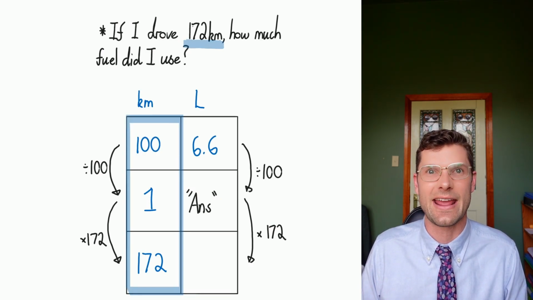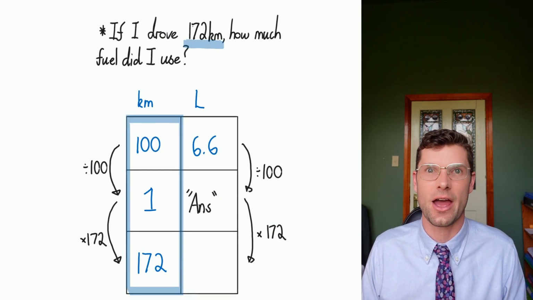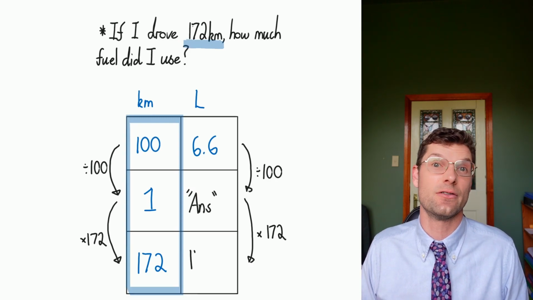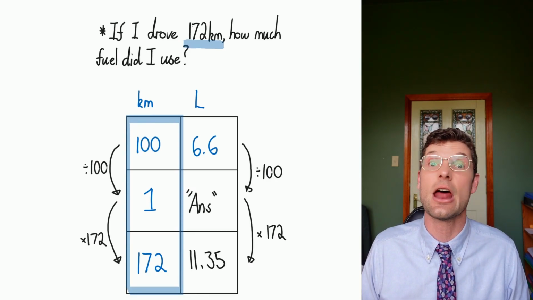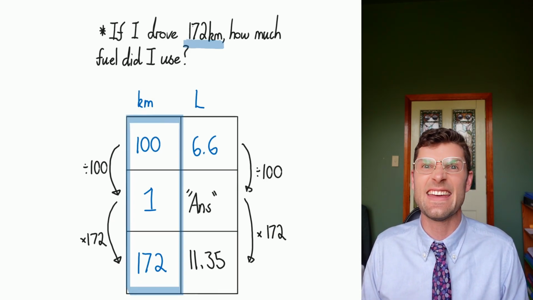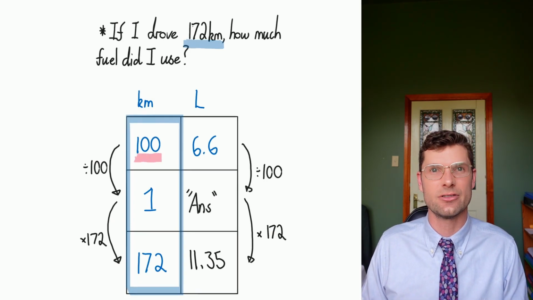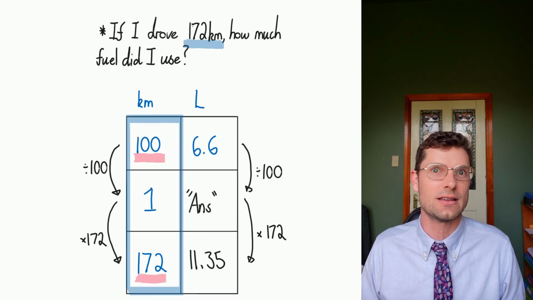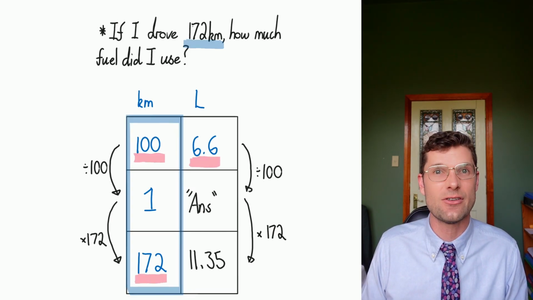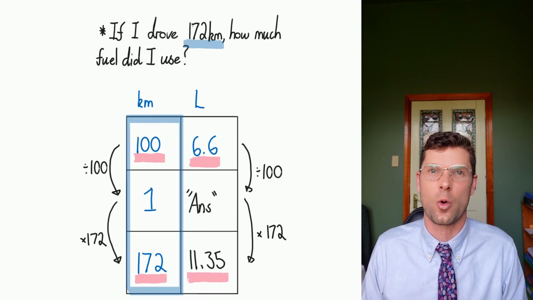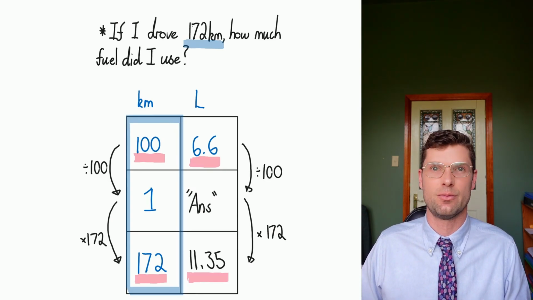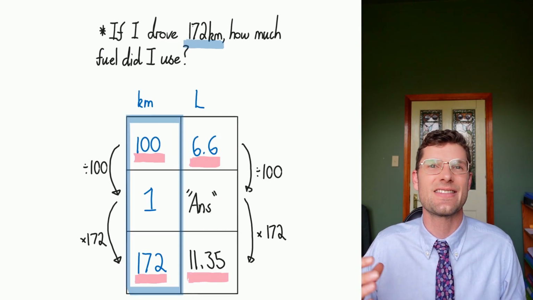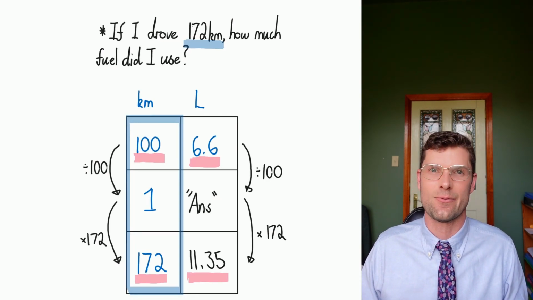But again, just write answer. And then I have to times it by 172. This gives me the answer of 11.35 litres. That's how many litres I would need to get 172 kilometers. And again, this makes sense. 100 to 172 is more, but not quite double. 6.6 to 11 is again more, but not quite double. So that means these two numbers make sense. They are directly proportional. As one changes, the other has to change in the exact same way.